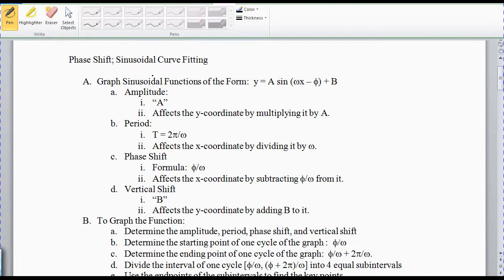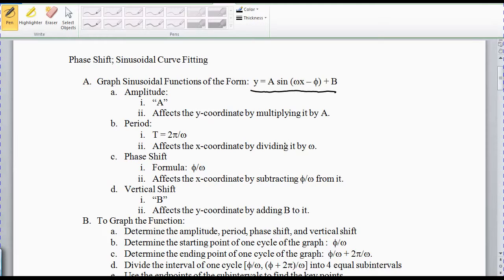Phase shift, sinusoidal curve fitting. Now this is the general form of the sinusoidal functions we're going to graph. This A does affect the y coordinates by multiplying by A. It stretches it out vertically. And then the B will either shift it up or shift it down.